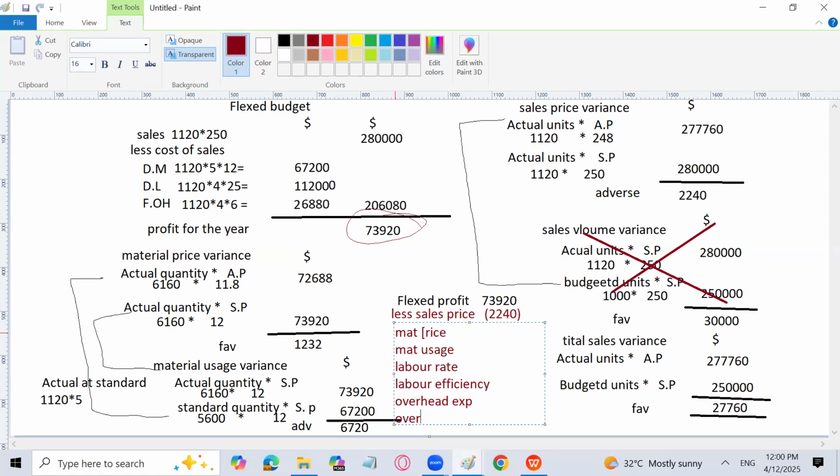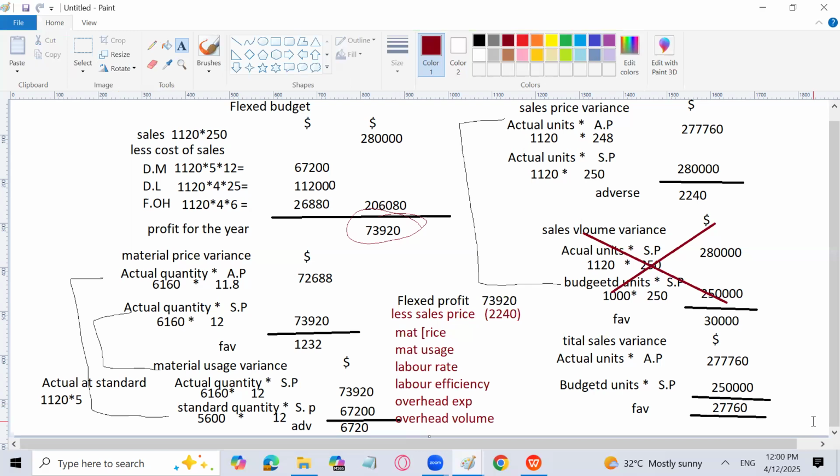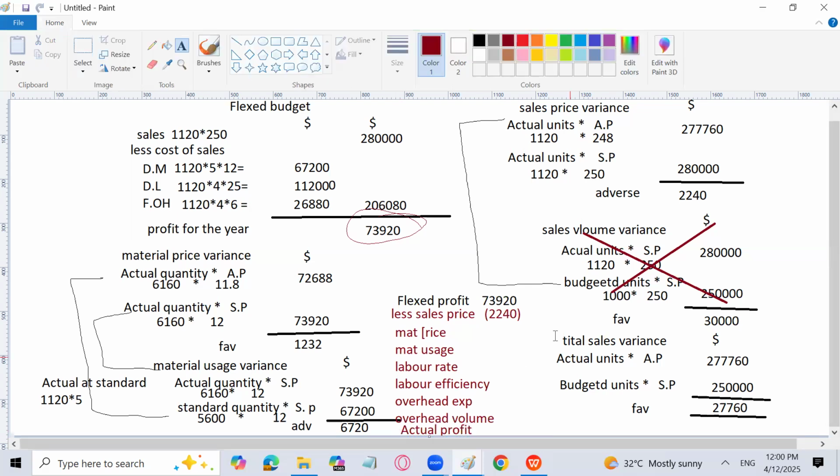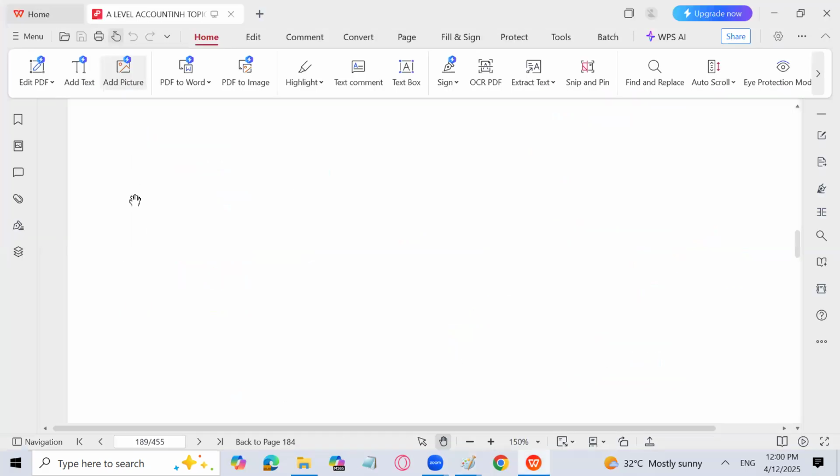And then we have overhead volume. And that's it. By combining all these, you will get the actual profit, which you want to find. Actual profit is given in the question, but you want to go for a reconciliation of flex profit with the actual profit through variances. Okay, so let's see.